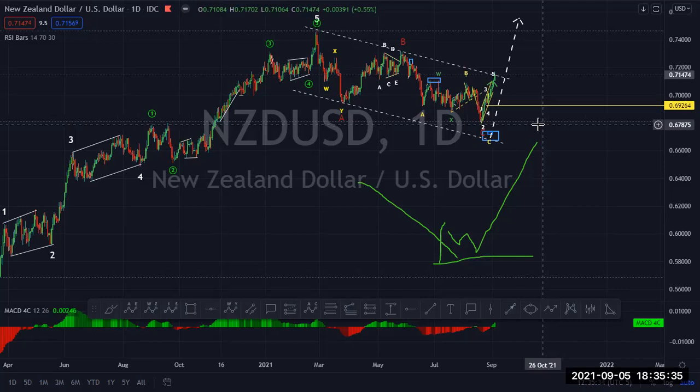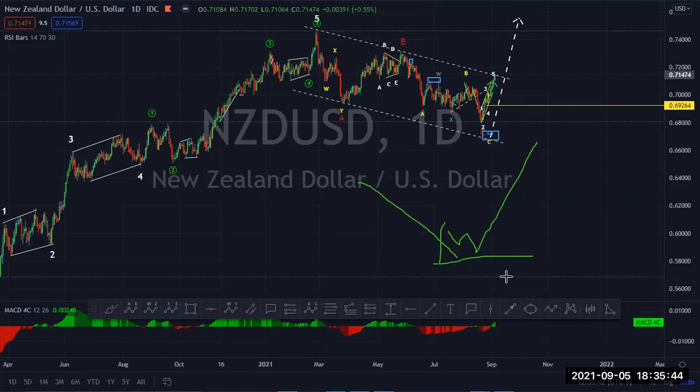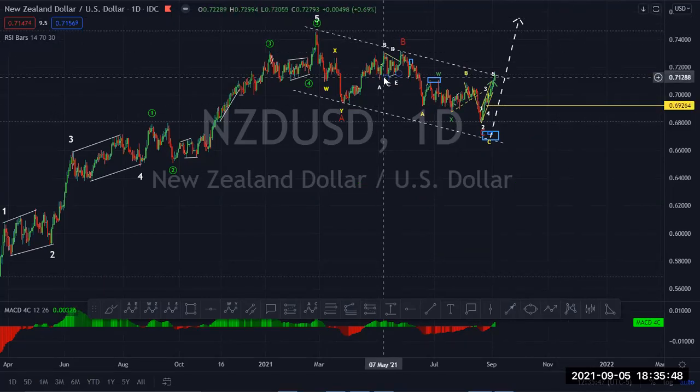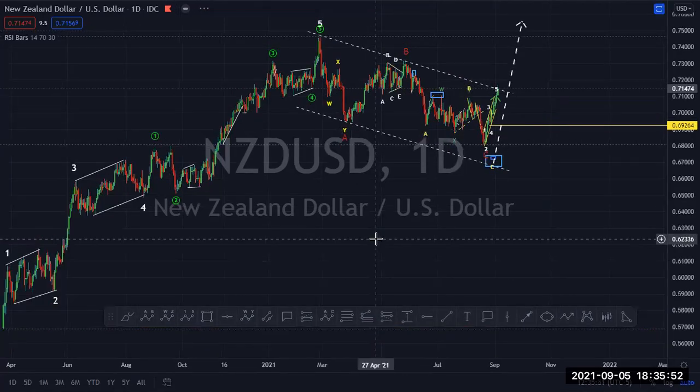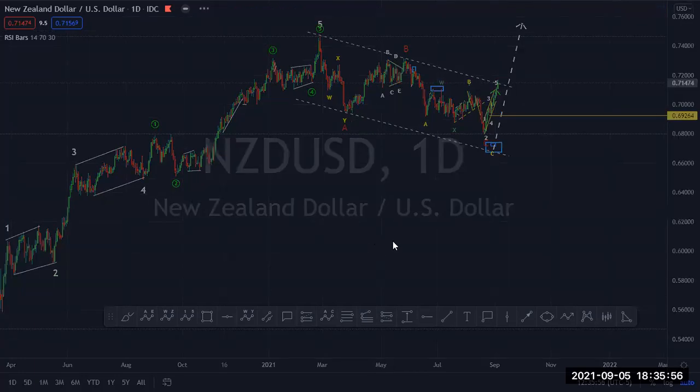I was thinking that we will get to this level, but it did not get to this level. But one thing is important now here, and that thing is that it is clear that the correction is over. That's one thing that matters now. It is clear the correction is over. So let's see 4 hours to know what we do next.